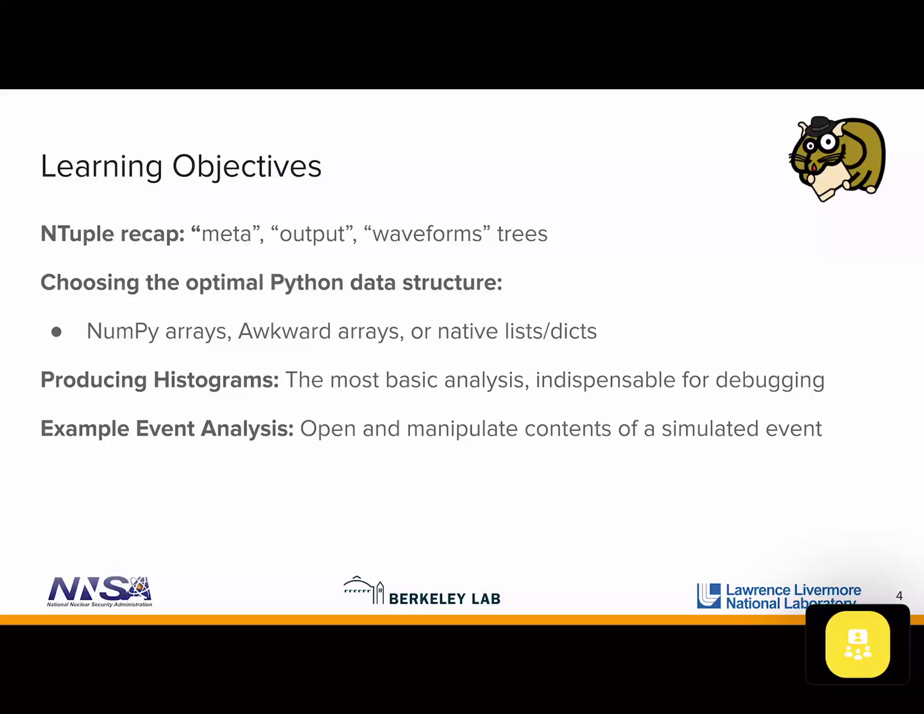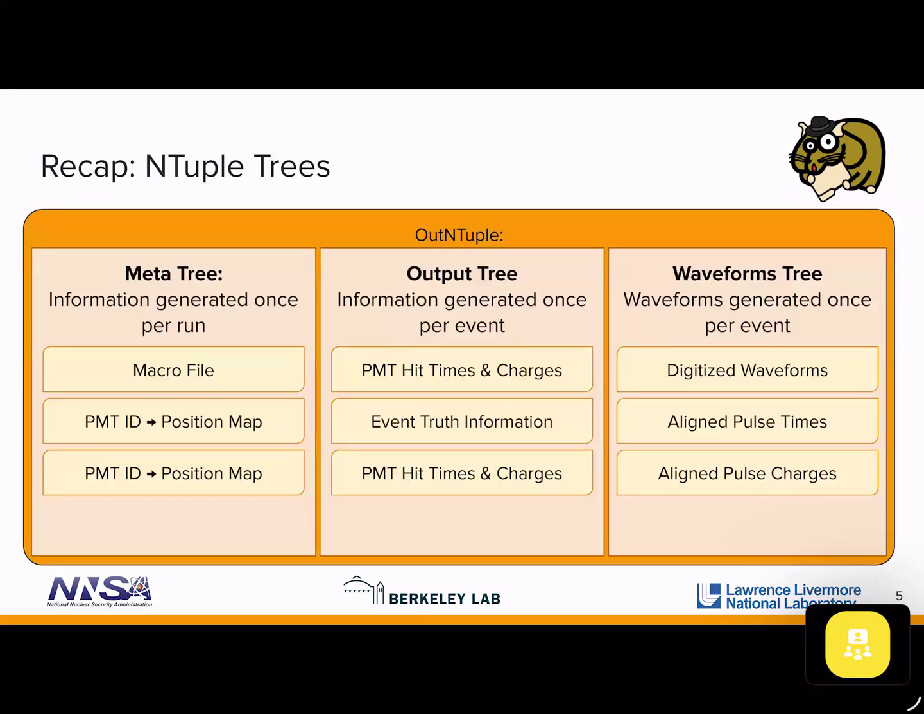Just navigating the files, how do you open them? And producing a very simple histogram as a sanity check. This is like the very first line of debugging your outputs beyond using the visualizer. And then we can open and manipulate the contents of these events in the session later. There's a recap of the n-tuple trees.